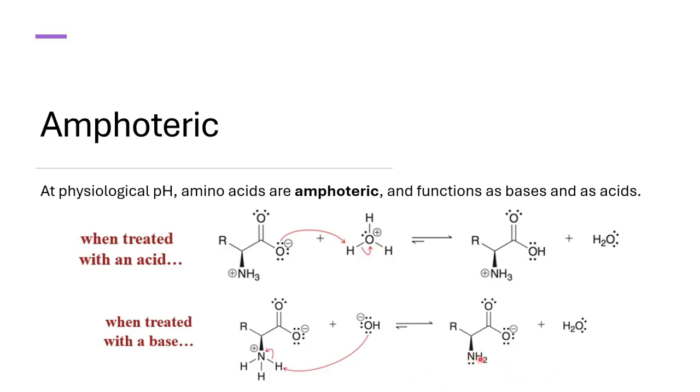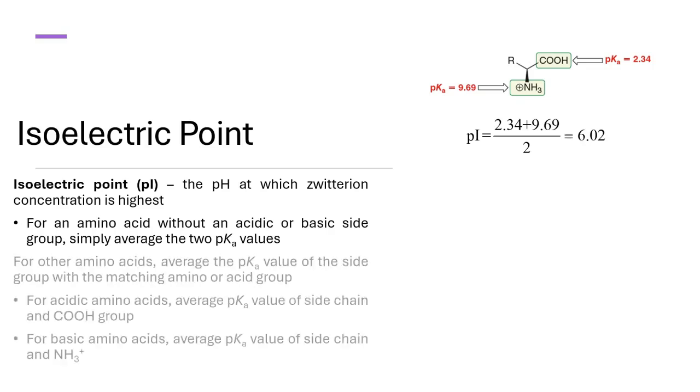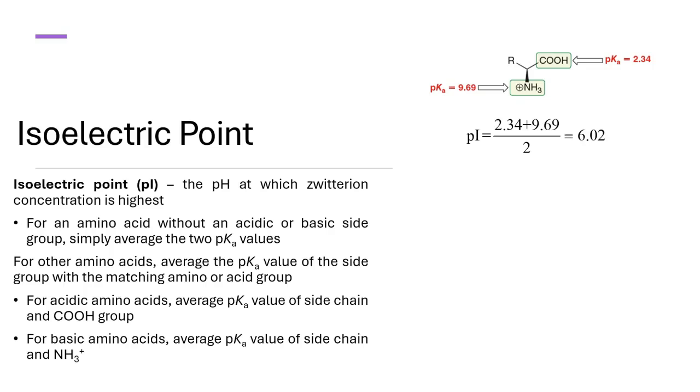Isoelectric point, pI. The pH at which the zwitterion concentration is the highest is the isoelectric point. For an amino acid without an acidic or basic side group, we simply take the average of the two pKa values. For other amino acids, average the pKa value of the side group with the matching amino or acid group. For acidic amino acids, average the pKa value of the side chain and the COOH group. For basic amino acids, we're going to take the average of the pKa value of the side chain and the ammonium group.